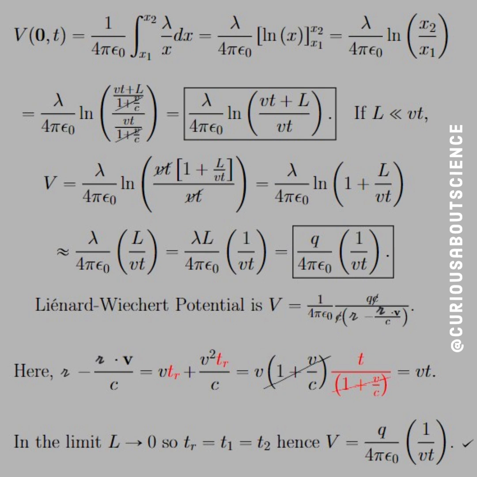We see that here, the script r minus the script r vector dotted with the velocity over c is equal to vt plus v squared t_r over c. With the t_r's we have to cancel a lot of things, and we're left with a vt after the full cancellation. Okay, that's not terribly bad. So in the limit L goes to 0, t_r is equal to t1 equal to t2, and hence V is equal to Q over 4 pi epsilon naught times 1 over vt. So yeah, actually this does work out quite nicely.